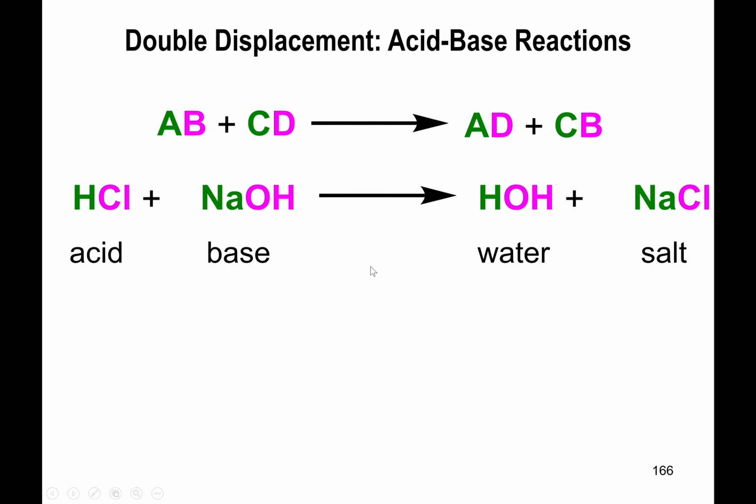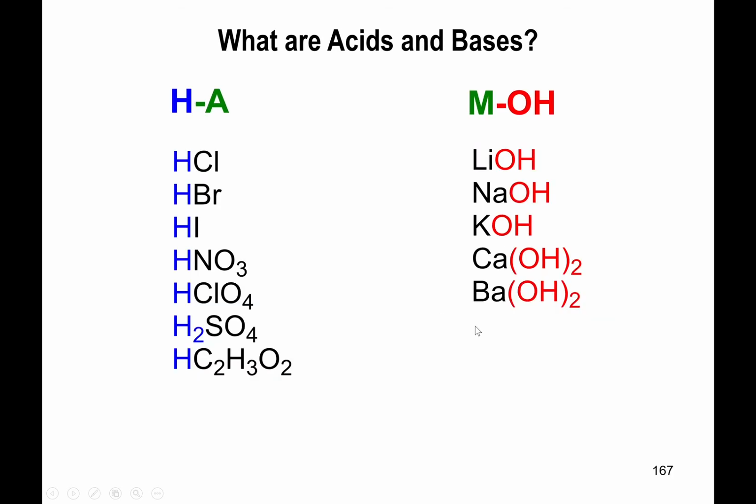And the premise is that you will produce water as the acid and base neutralize each other, and you will also form a salt associated with the cation of the base and the anion of the acid. Alright, now typical acids and bases that you should be aware of are HCl, HBr, HI, HNO3, HClO4, H2SO4. All of those acids as listed are your strong acids.